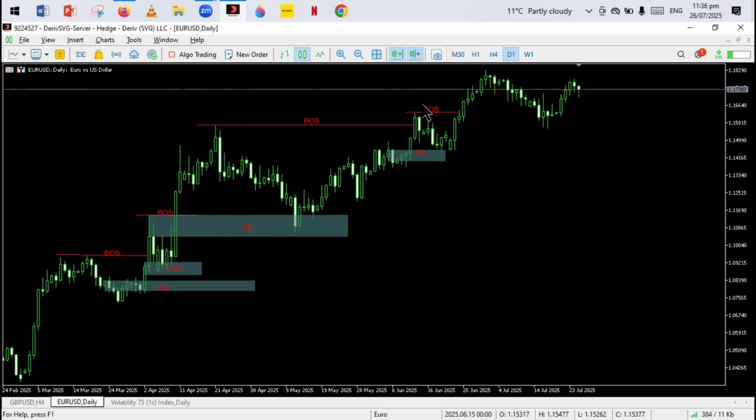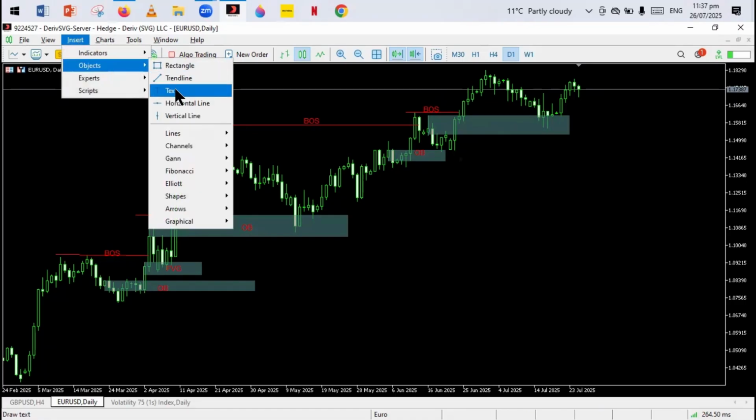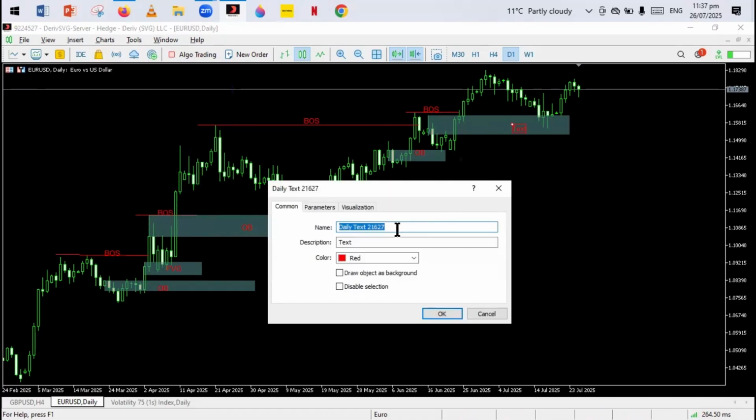We have a break of structure, and then the order block is always the last internal high. So that is your order block, where price is currently reacting off it. So that is the order block.